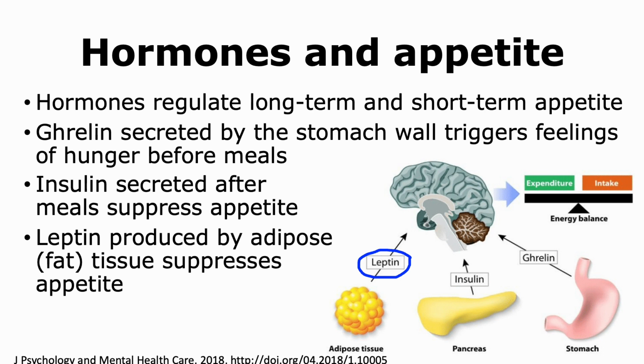Leptin is another type of hormone that is produced by adipose or fat tissue, which plays a role in suppressing appetite. Thus, we are able to see that the process of digestion and appetite can all be controlled through different types of hormones.